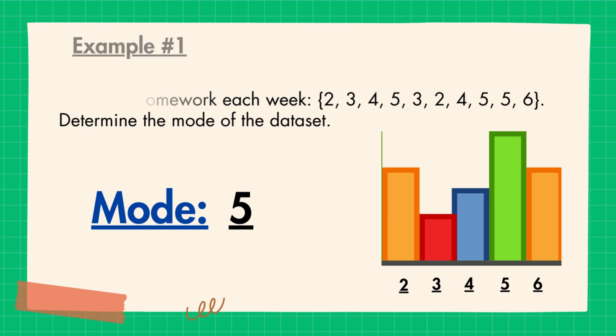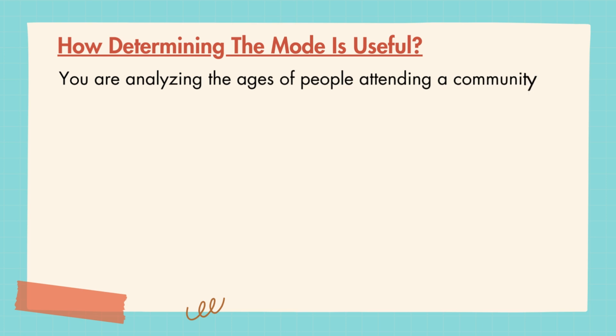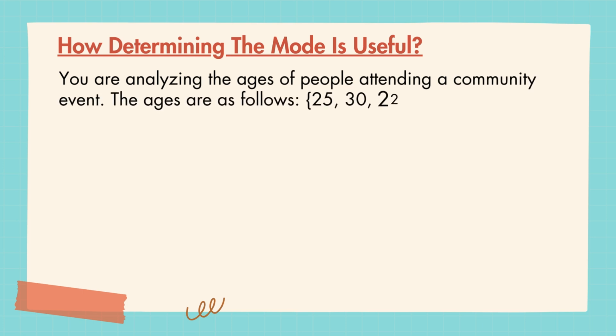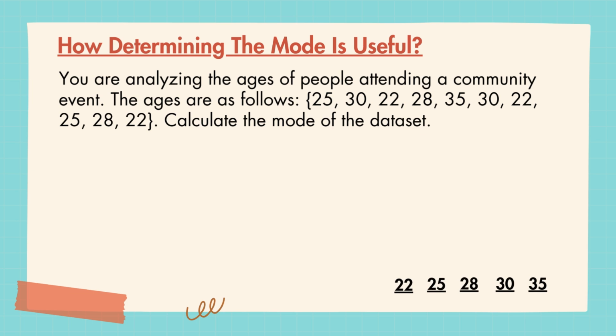Let's take another example here. You are analyzing the ages of people attending a community event. The ages are as follows. Now we have to calculate the mode of the dataset and discuss what having a mode in this context might indicate about the age distribution at the community event.